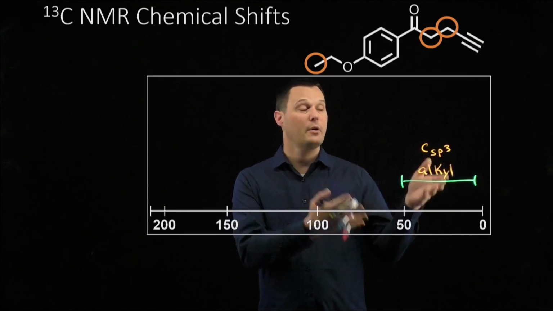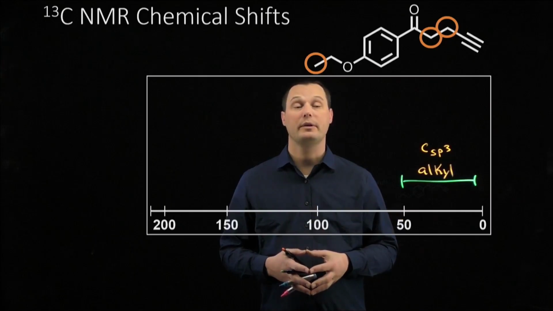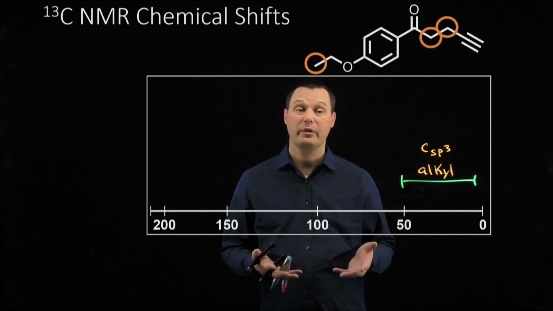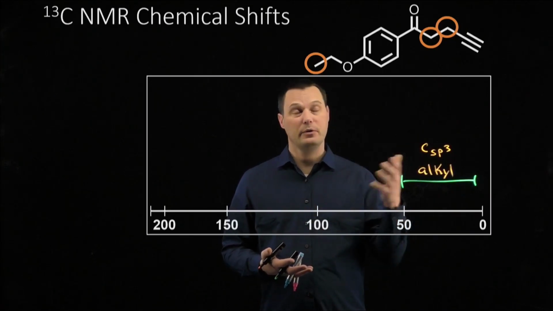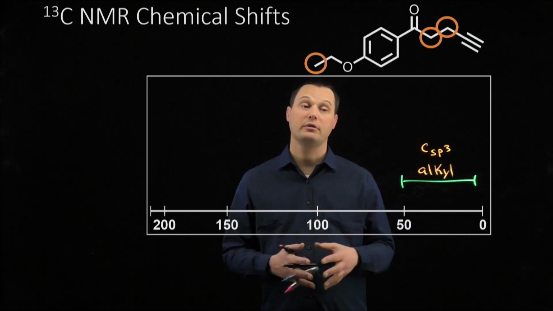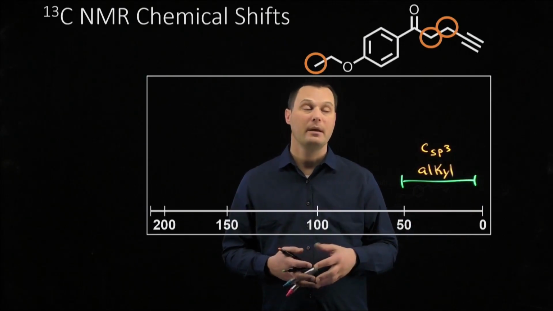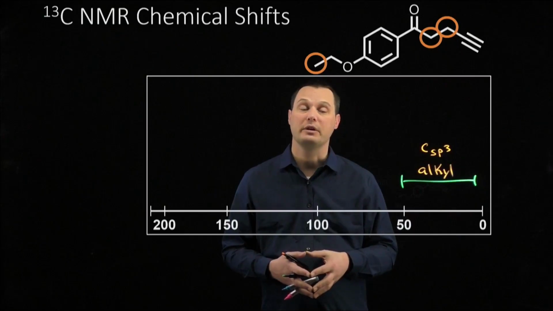These 3 carbon atoms, however, are the ones that will fit in the 0 to 50 regular boring alkyl type carbon range. Where will they be within this range? Well, the further away they are from electronegative elements or electron withdrawing groups, the closer they'll be towards 0, but it's hard to predict exactly where in this range those carbons will fall.